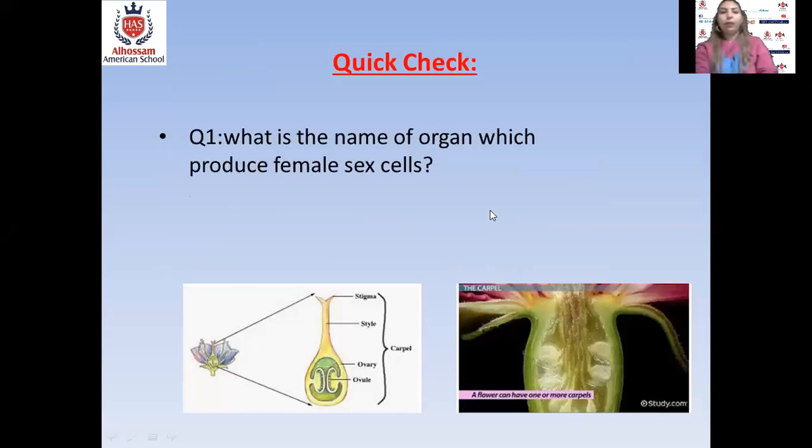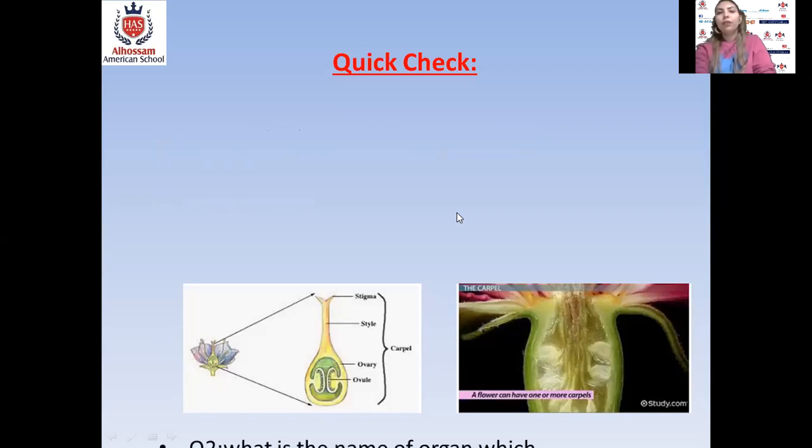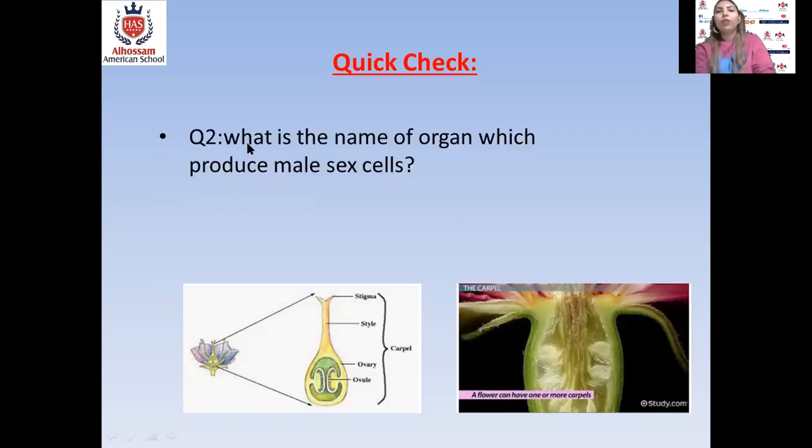And now a quick check. What's the name of the organ which produces female sex cells? Okay, if you know the answer, raise your hands. Yes, Jomana. Is it the carpel? The carpel, yes. Thank you so much. So carpel, or the ovary inside the carpel. Okay, number 2, what's the name of the organ which produces male sex cells?